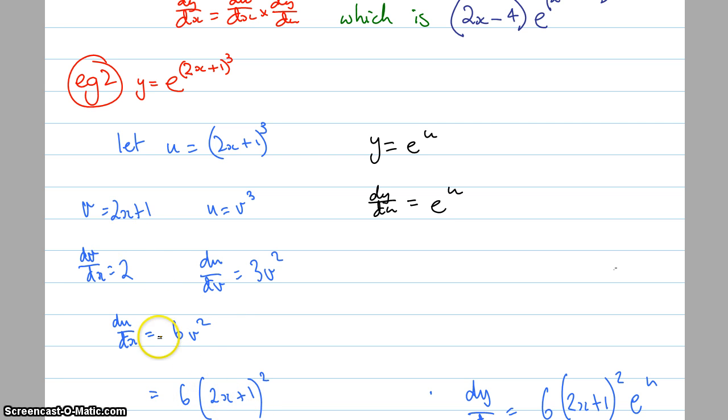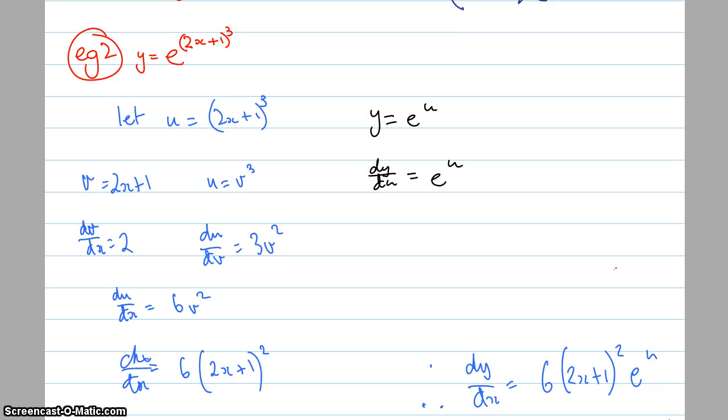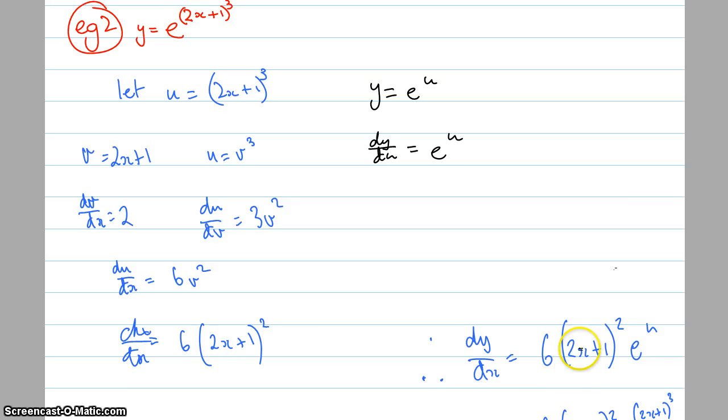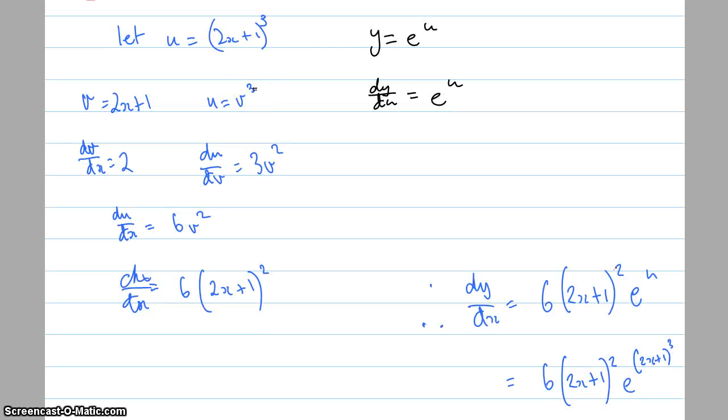Now, I need to remember that this is actually du dx. I still need to find dy dx. So dy dx is du dx multiplied by dy du, which is 6 times 2x plus 1 all squared, multiplied by e to the u, and then u is that one up the top, so it becomes 6 multiplied by 2x plus 1 all squared, times e to the power of 2x plus 1 all cubed. Hopefully that makes a little bit of sense.